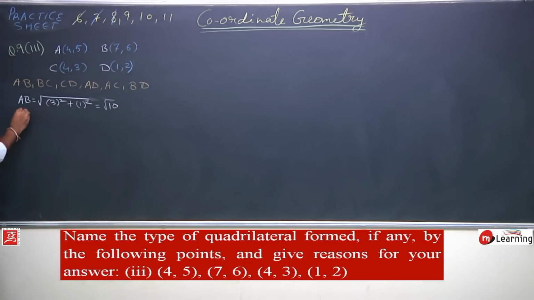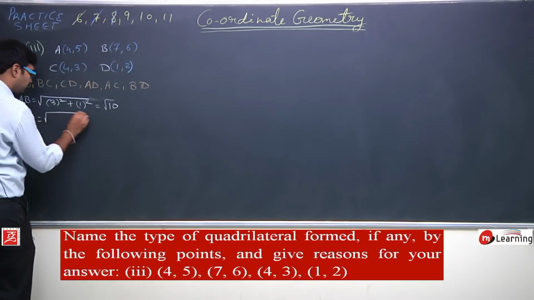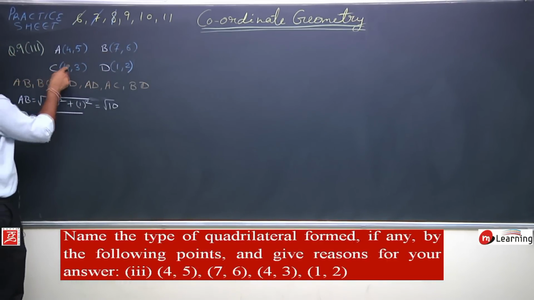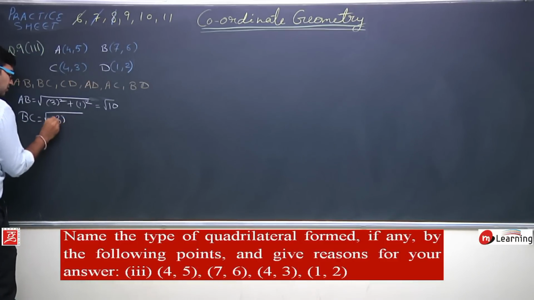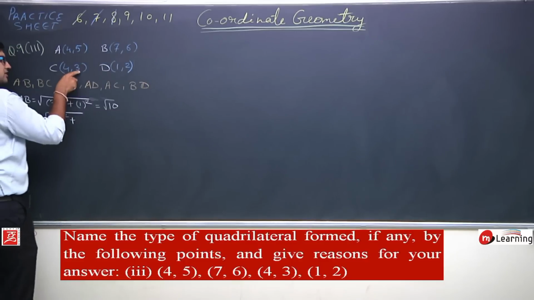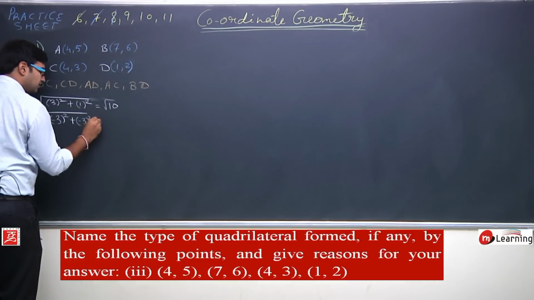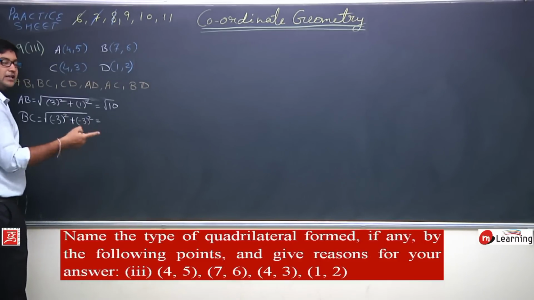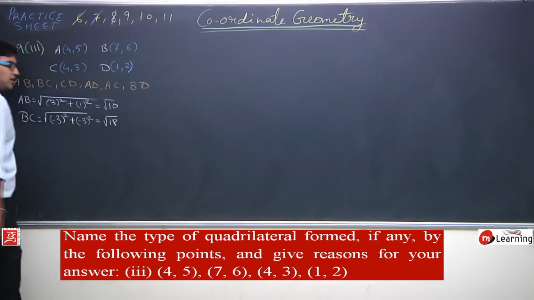Now after this let us calculate BC. What is the length of BC? The length of BC will be square root of, this will be x1 y1, this will be x2 y2. So x2 minus x1 will give you 4 minus 7 is minus 3 whole square plus 3 minus 6 will give you minus 3 whole square. Square of 3 is 9, square of 3 is 9, 9 plus 9 is 18. So this will be square root of 18.